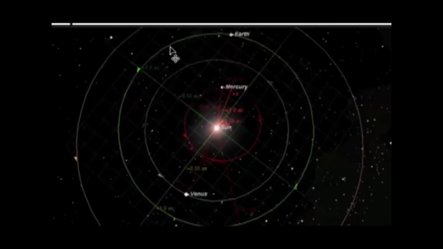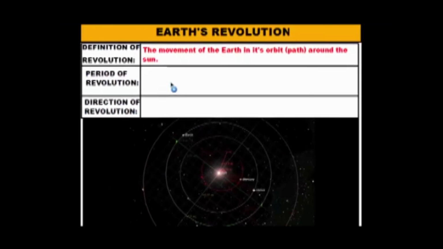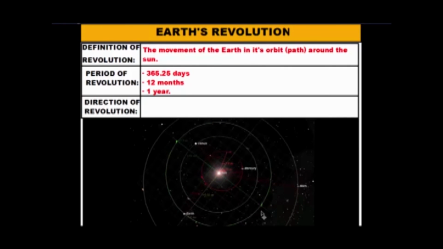Let's show how it moves. This is the revolution of the inner planets: the Earth, Mercury, Venus, and also Mars. You cannot see Mars because it's on the bottom. It takes 365.25 days for a complete period of revolution, or 12 months, or a year, for the Earth to have a complete period of revolution, guys. I hope that's clear to each and every one.